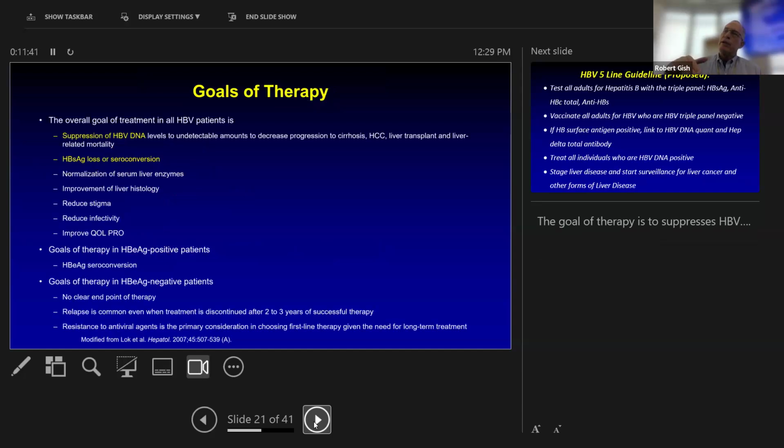So we want to suppress DNA. We want to prevent cancer. We want people to feel better. We want to prevent cirrhosis. We want to prevent transplant. We want to prevent death. And these drugs do all those things.